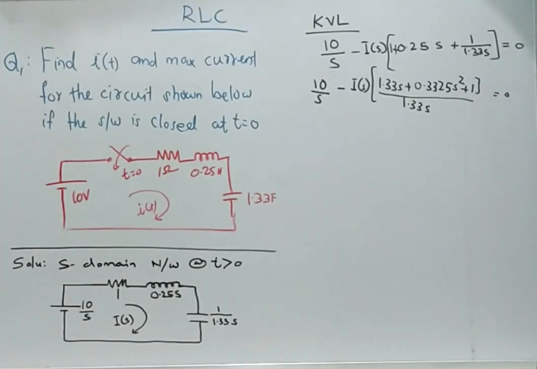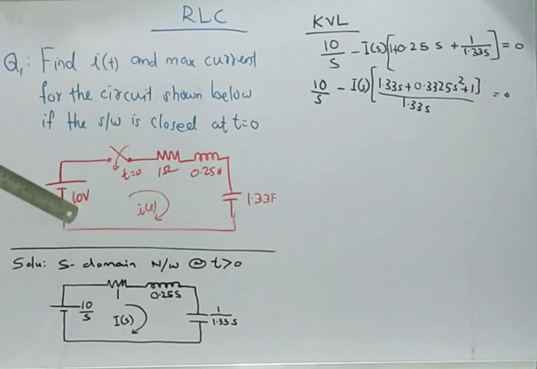In this video, we are going to discuss RLC series DC transient problems. First problem is: find i(t) and the maximum current for the circuit shown below if the switch is closed at t equal to 0. This is the network, so that at t equal to 0 this becomes a closed circuit, and current i(t) will flow through the circuit.